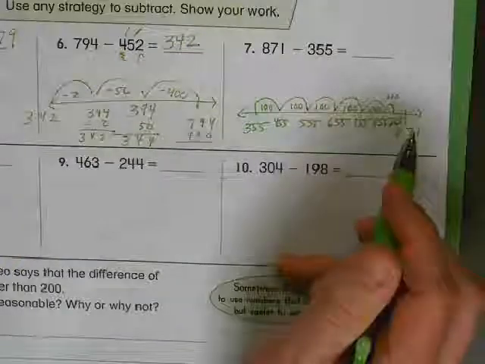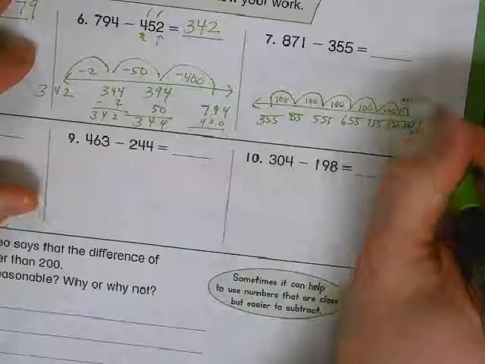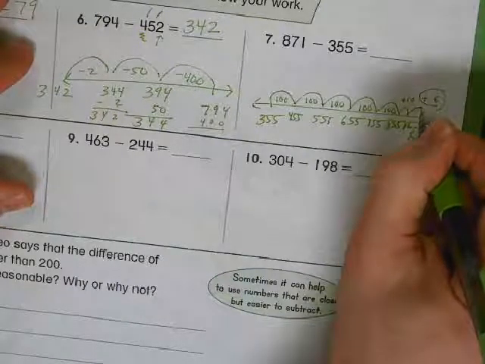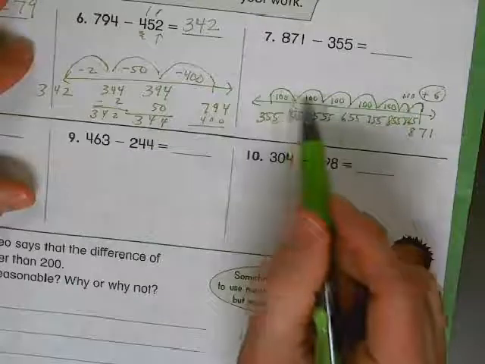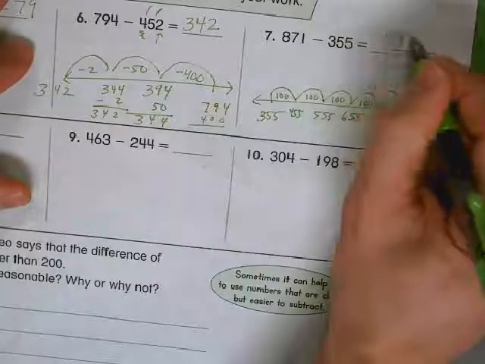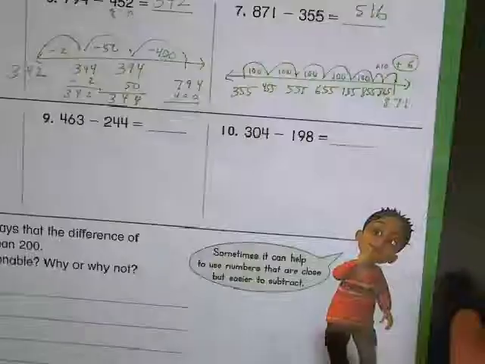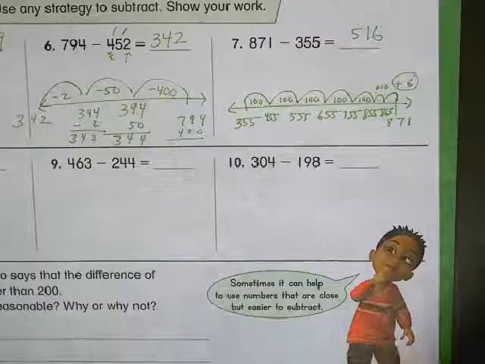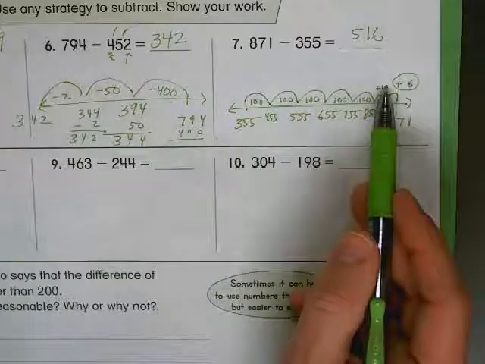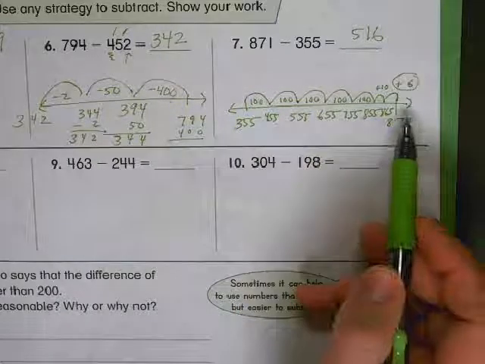865 to 871 is another 6. The last top right there. Plus 6. So I have 100, 200, 300, 400, 500, 510, 516. That should be the answer. So I did 100, 200, 300, 400, 500, 510, 6 more is 516.